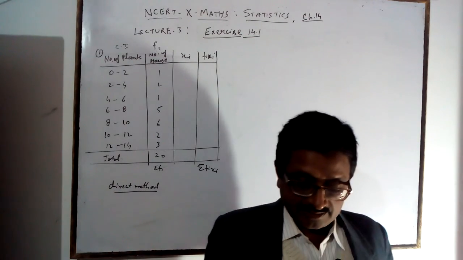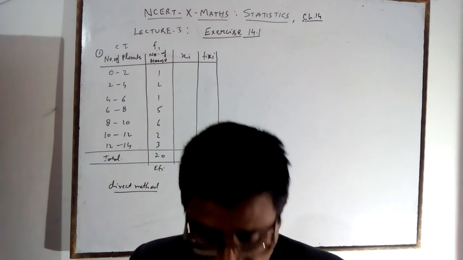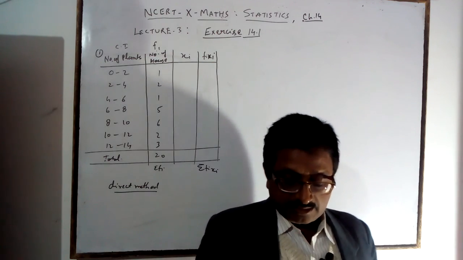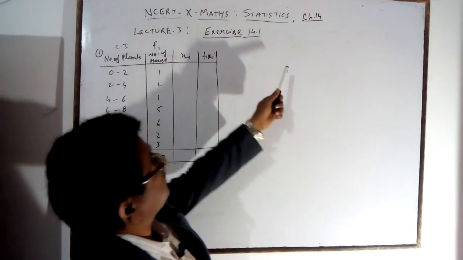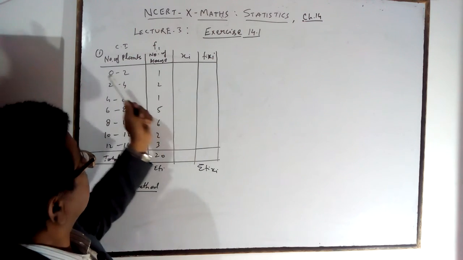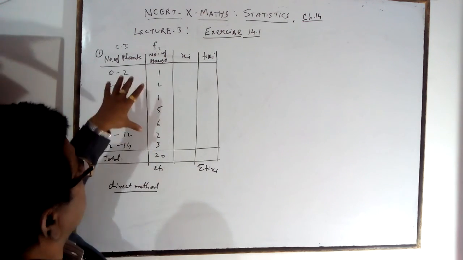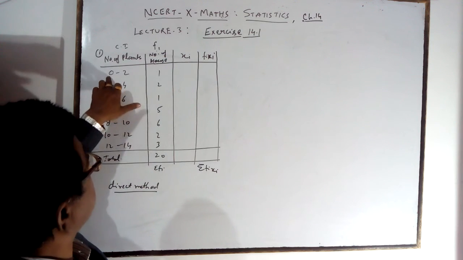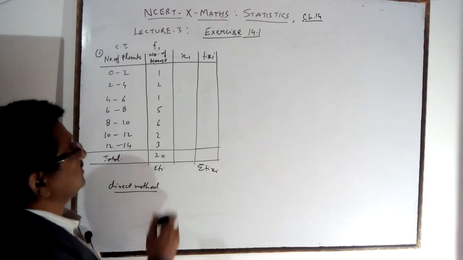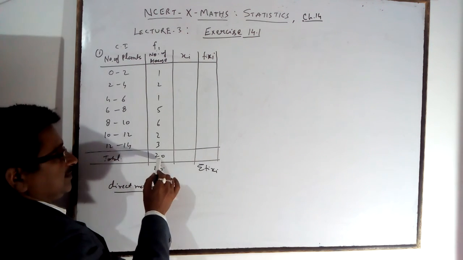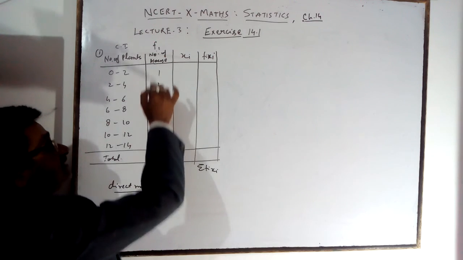Hello students, today you will study exercise 14.1 of chapter 4, Statistics. The first question is given: number of plants in a survey, how many houses there are between 0 to 2 plants, 2 to 4 plants. A survey says there are 20 families.